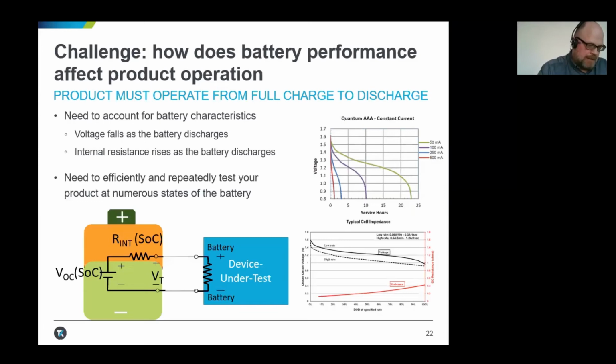To compound the problem, the internal resistance of the battery increases as the battery discharge cycle progresses. That's illustrated with the red plot on the lower right graph. You'll want to test your product at various voltages. It'd be nice to have an efficient, repeatable method for emulating the battery voltage.